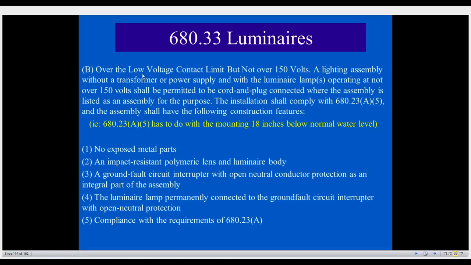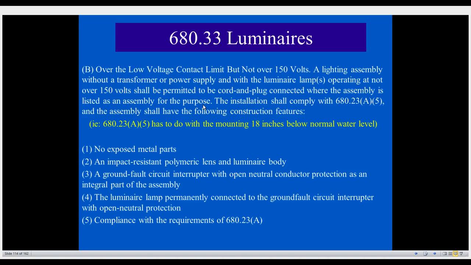Okay, so it's over the low voltage contact limit, which is defined in 680.2, so you can go back and look at those levels, but not over 150 volts. So a lighting assembly without a transformer or power supply, which is our general lighting application, and with a luminaire lamp operating at not over 150 volts, because of the voltage threshold, shall be permitted to be cord and plug connected where the assembly is listed as an assembly for this purpose.